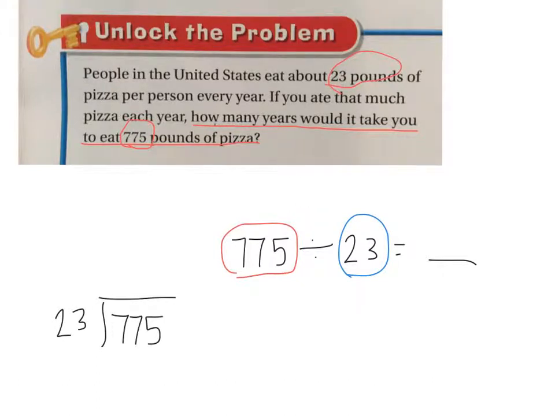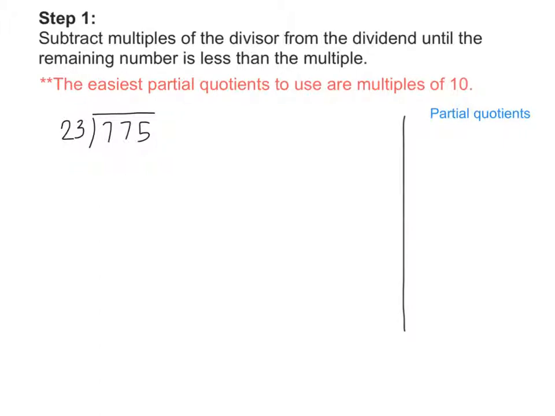Yes. Very good. So if we're going to use partial quotients to solve this division problem, here's what we need to do. Step 1, and this would be a really good thing to write down in your notes. Step 1 says you're going to subtract multiples of the divisor from the dividend until the remaining number is less than the multiple, okay? And I know that there's a lot of math words there, so we're going to take it apart and figure out what in the world that means, okay? I also want you to know that the easiest partial quotients to use are multiples of 10.